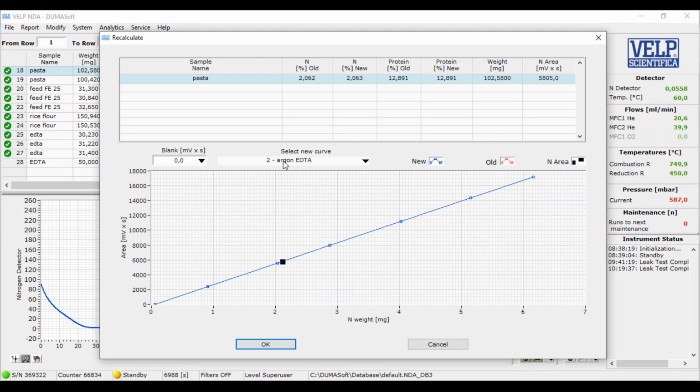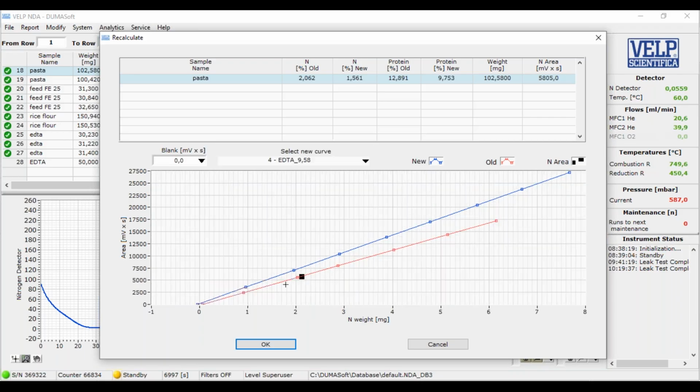Here you can recalculate your results, switching from the old calibration curve to the new one. In this case, you can see the nitrogen percentage with the old curve and the new nitrogen percentage.